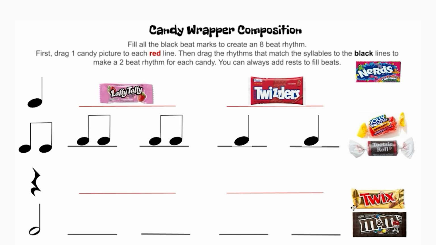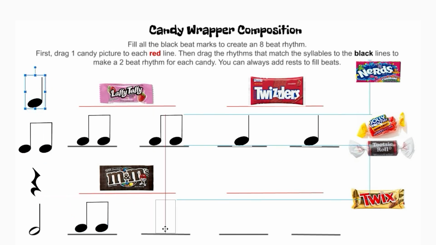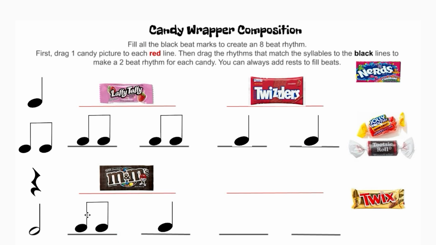Let's see, next I can do, I've got Nerds, Jolly Rancher, Tootsie Roll, Twix, and M&Ms. I love M&Ms. I think I'm going to drag M&Ms over here. Okay, how many syllables is M&Ms? M&Ms, 3, okay? So I think I'm going to do a pair of eighth notes and a quarter note. Okay, there we go. That makes sense. M&Ms. I could do ta, titi, but I don't really say M&Ms.